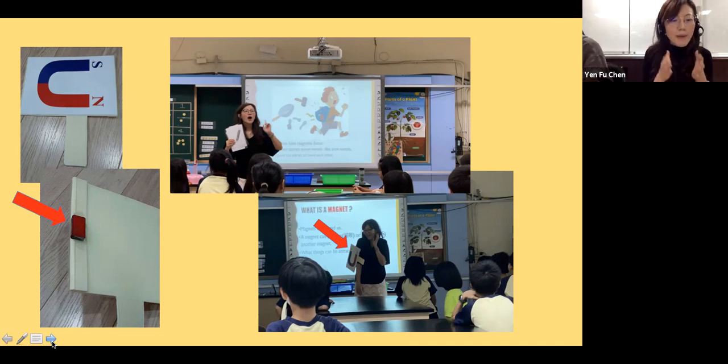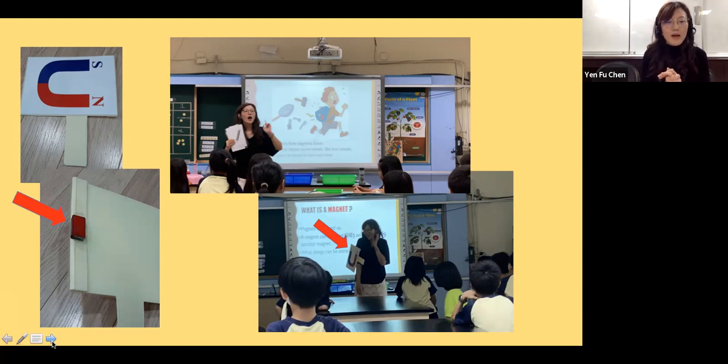Next, I picked one student and asked the class if he could be attracted to the magnet. They laughed, they cracked up because they thought it was impossible. So I did a test and it was indeed impossible. The result was that my big magnet fell off.